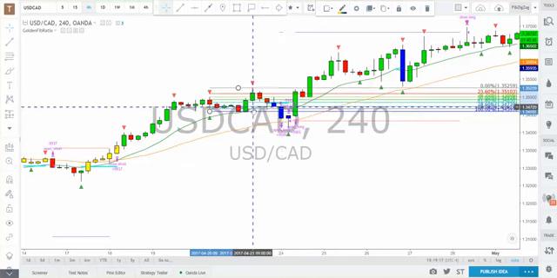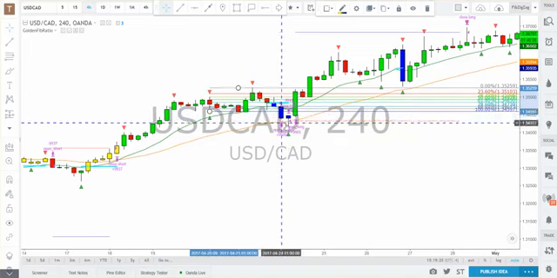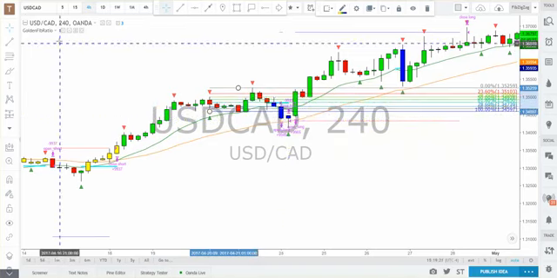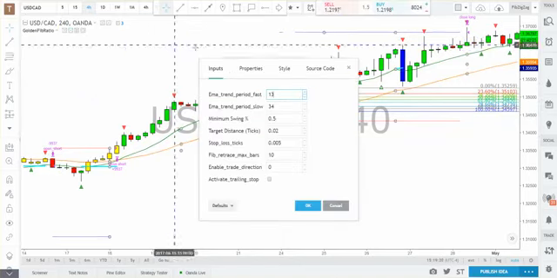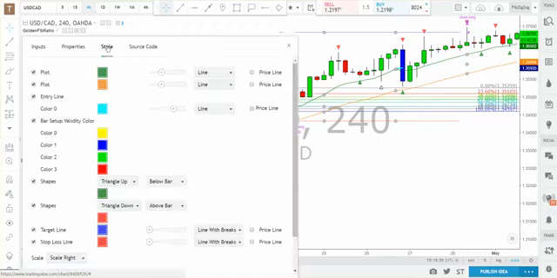You will see the candles colored differently. In this case, because we're long, the candles are colored blue, and you can change all this in style. I'll show you how. You click on properties, go to style, and you can change all the colors. You can change the moving averages. You can do anything you want. You can disable some of the moving averages. You won't see them, but the strategy will still be based on those moving averages.